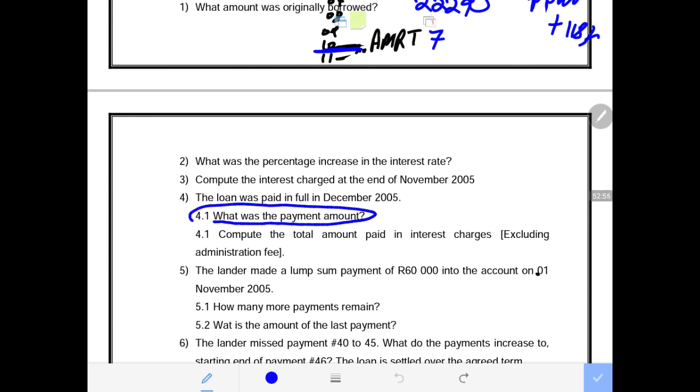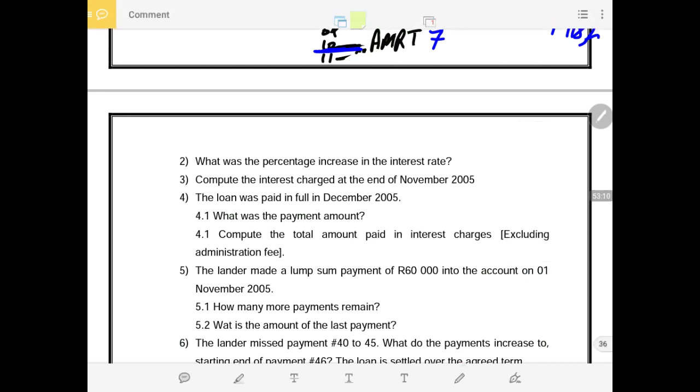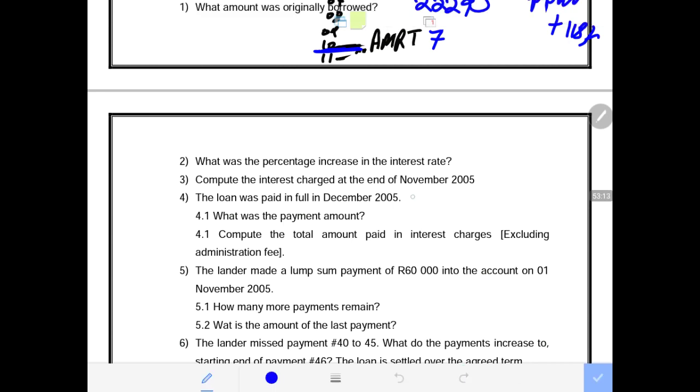So in other words, what does this question require of us? We need to calculate the balance when the December payment was due. If you remember in the previous questions on amort, we need to know the balance before the December payment was done. So we can say amort December. Remember, December is a specific number. If October is 7, November will be 8, then December will be 9. So we can say amort 9.